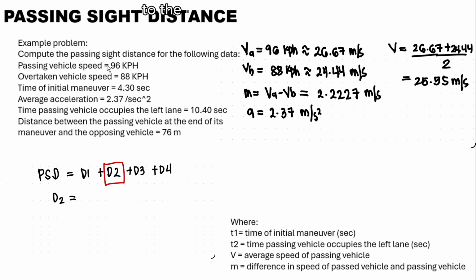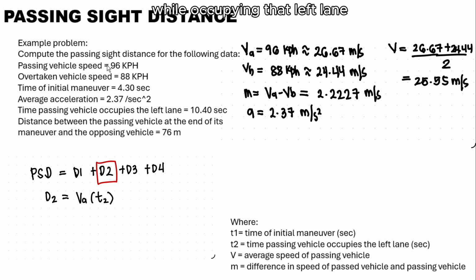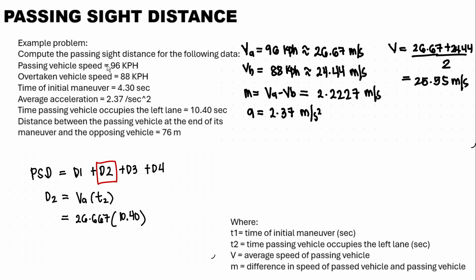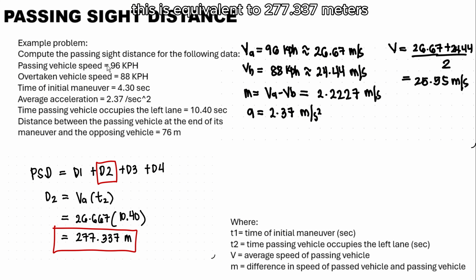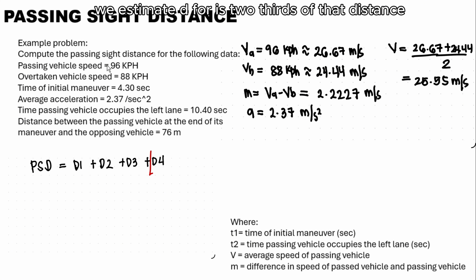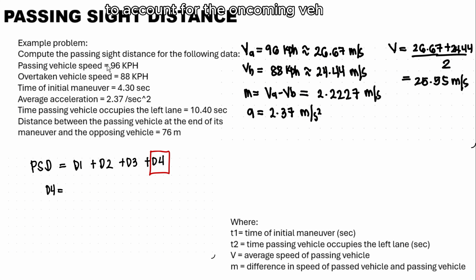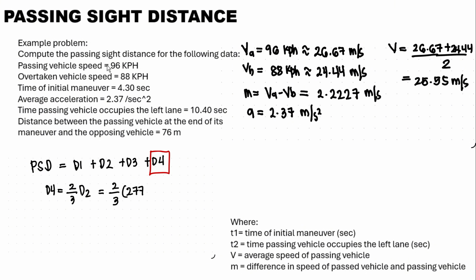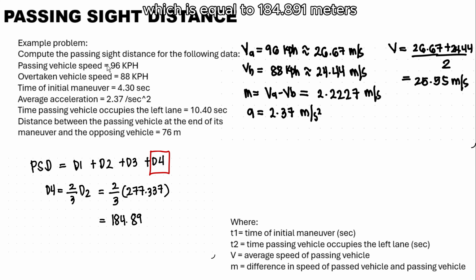Then, we find D2, the massive distance covered while occupying that left lane for 10.4 seconds. This is equivalent to 277.337 meters. We estimate D4 as 2/3 of that distance to account for the oncoming vehicle's travel, which is equal to 184.891 meters.